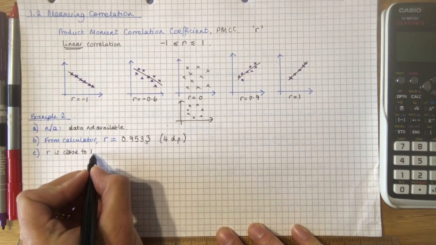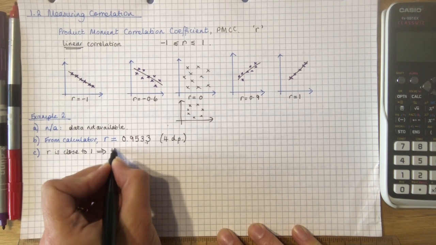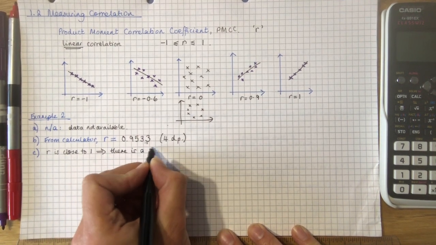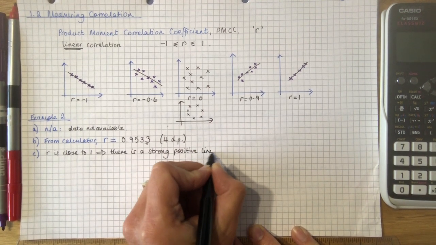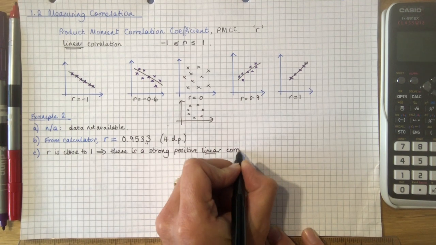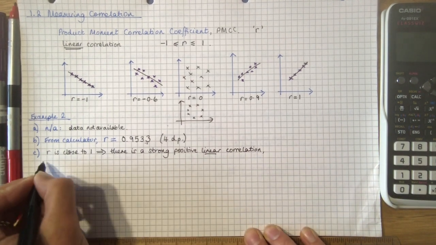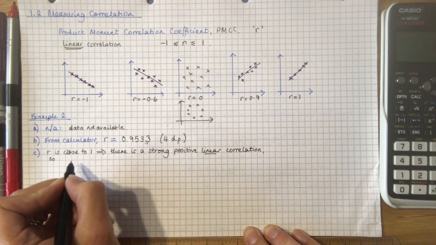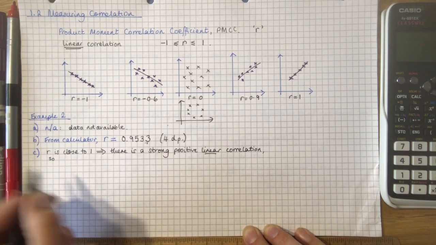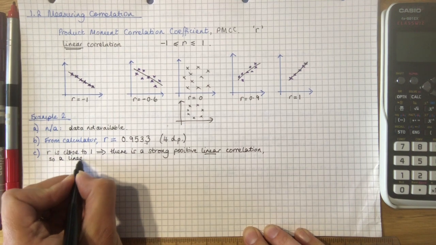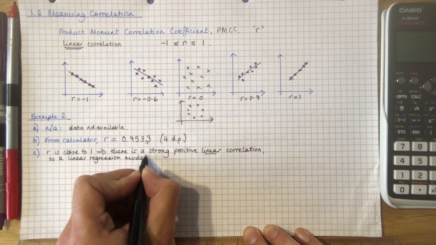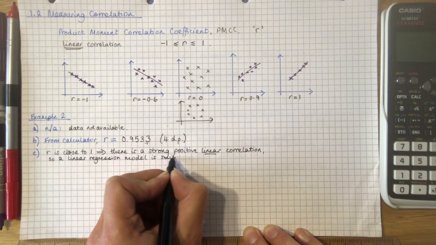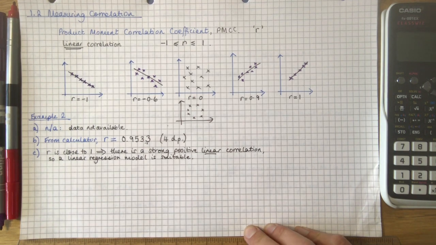So that implies that there is a strong positive linear, make sure you get that word in, correlation. So let's answer the actual question. It says comment on the suitability of a linear regression model. So we say a linear regression model is suitable. Could say it's very suitable here because there's clearly a linear relationship going on.